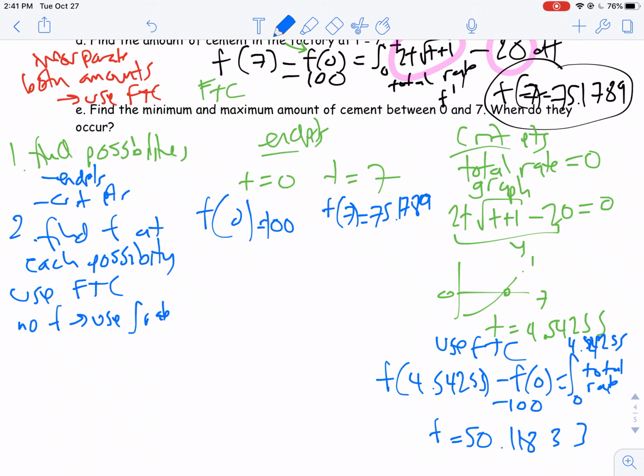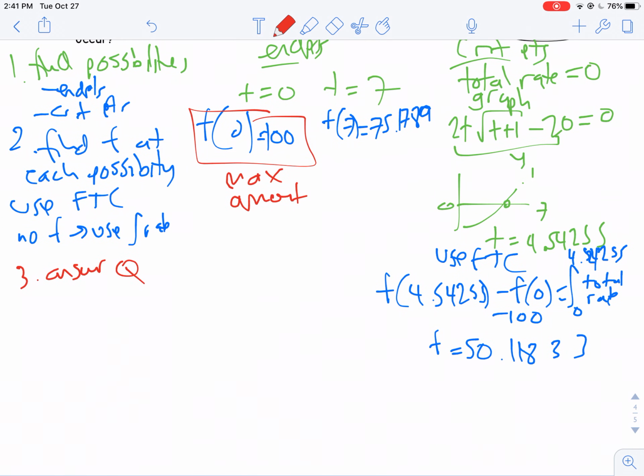Okay, now let's answer the question. The question asks for the max and the min amount. And this is kind of like the third applied step, is make sure you answer the question properly. Find the min and max amount. We have 175.50. Okay, so this is going to be my max amount. So I started with the most at the beginning of the day. And then at the end of the day, I had 75. In the middle, at this point in time, I had a minimum amount of 50.